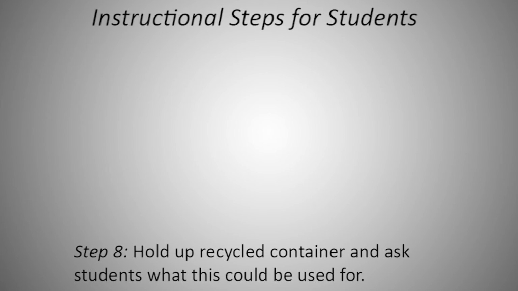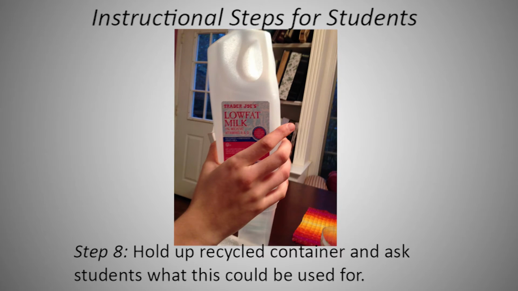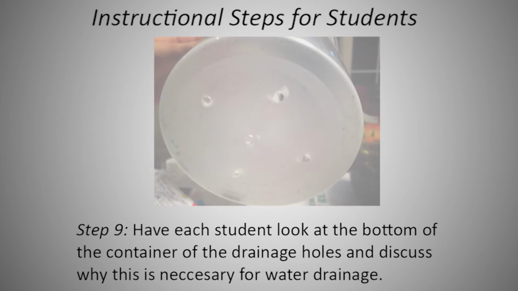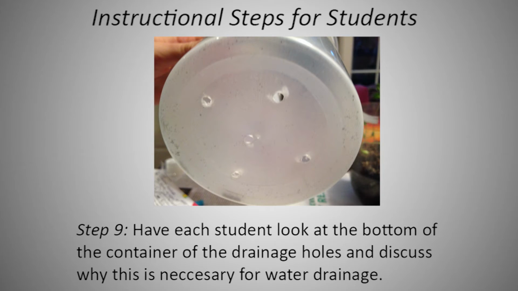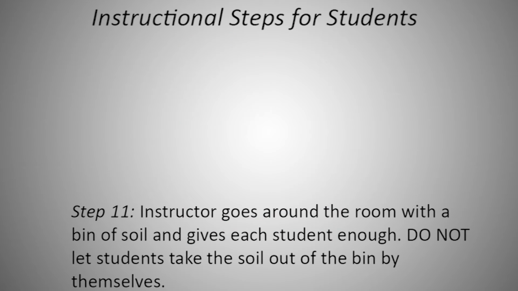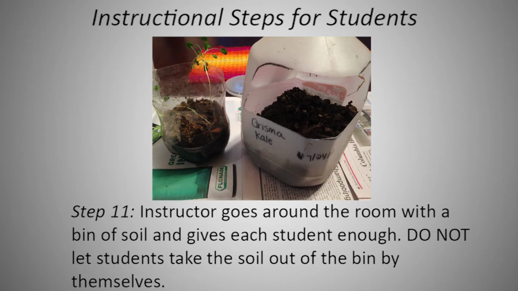Step 8. Hold up a recycled container and ask students what this could be used for. Step 9. Have each student look at the bottom of the container at the drainage holes and discuss why this is necessary for water drainage. Step 10. Make sure each student is sitting quietly. Step 11. Instructor goes around the room with a bin of soil and gives each student enough. Do not let students take the soil out of the bin by themselves.